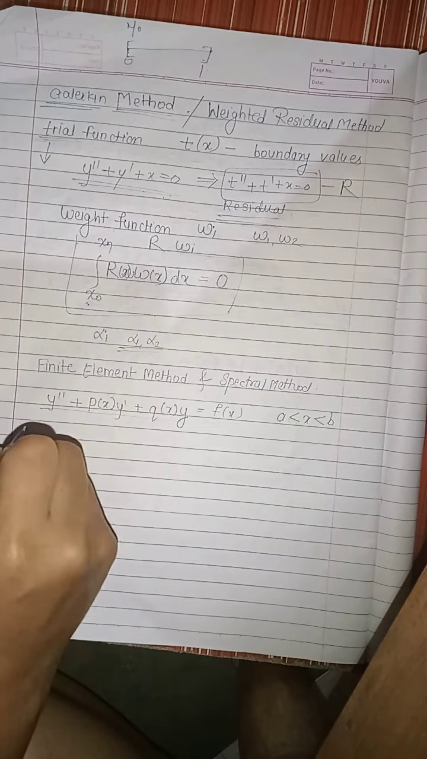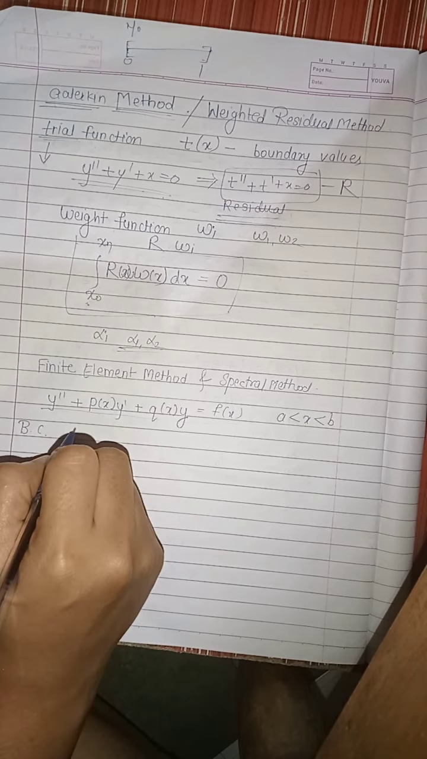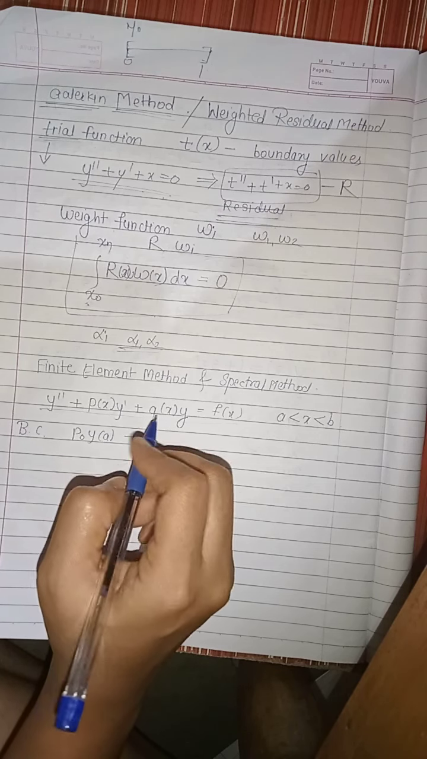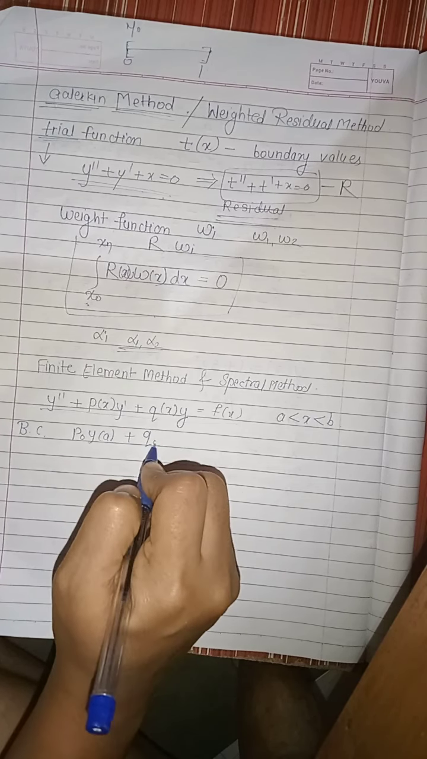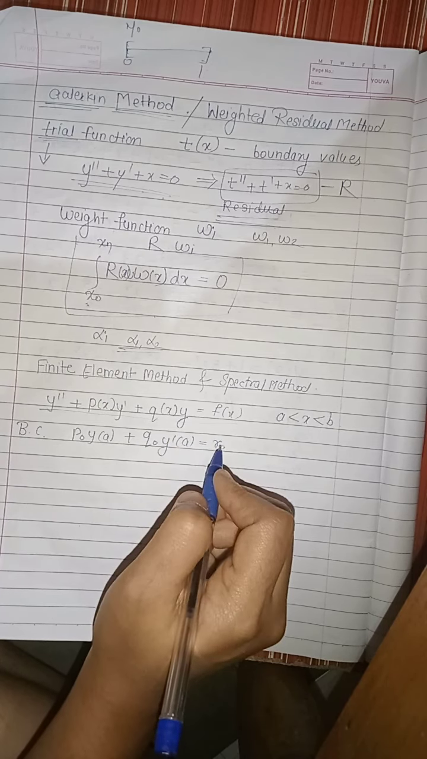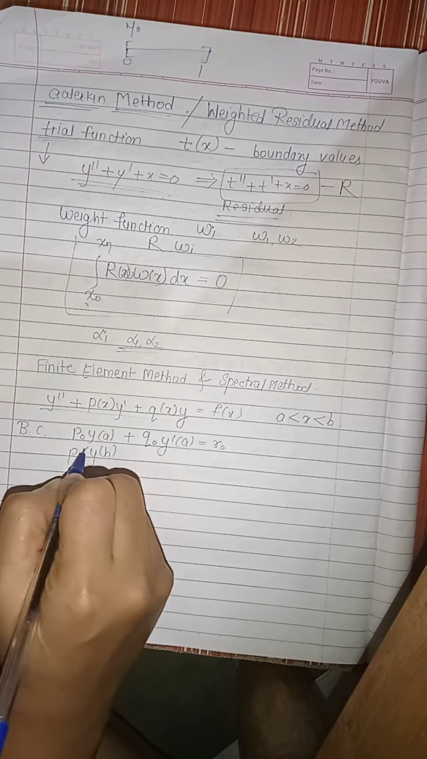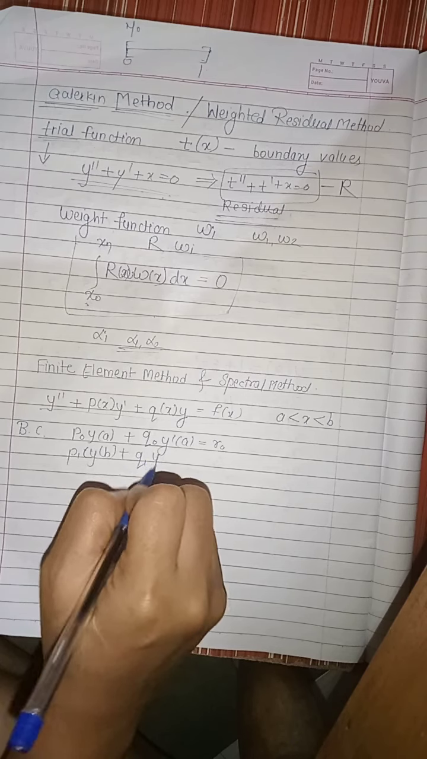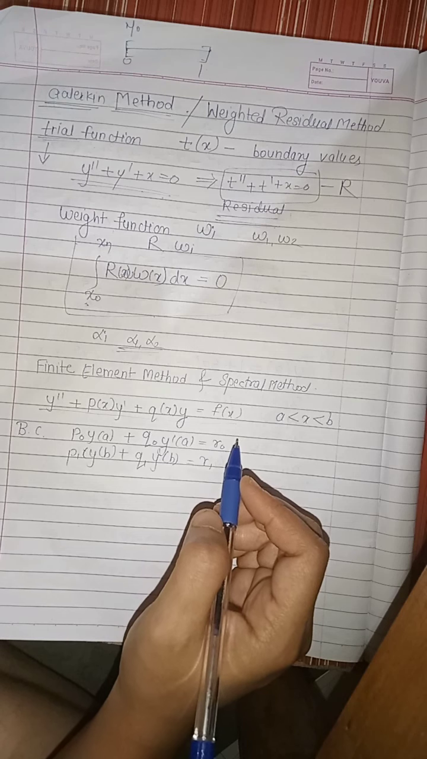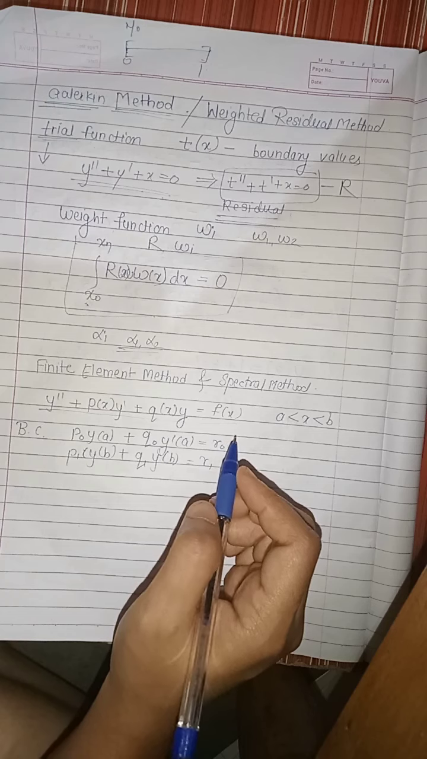Then boundary condition is also given. Suppose this boundary condition is p naught of y of a plus q naught of y dash of a equals to r naught, and p1 of y of b plus q1 of y dash of b equals to r1. Basically they are just initial conditions, so in an example you'll get to know what exactly it is.